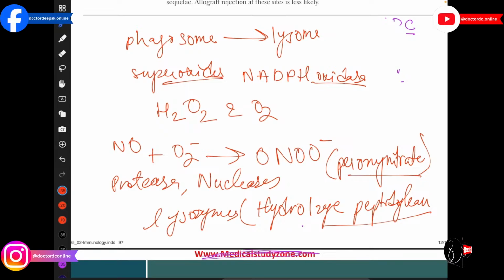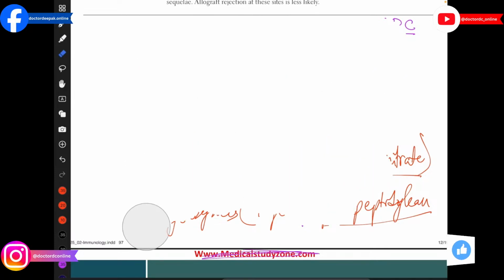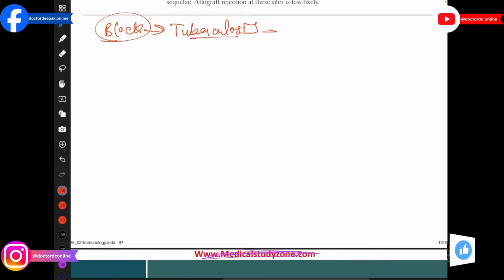Secondly, some pathogens block this process of phagocytosis. It is not that our system is going to overcome all the bacteria, but some pathogens are going to block the phagocytosis process, and that is mainly done by tuberculosis. The tuberculosis bacteria modify the phagosome, and it will be unable to fuse with the lysosome.